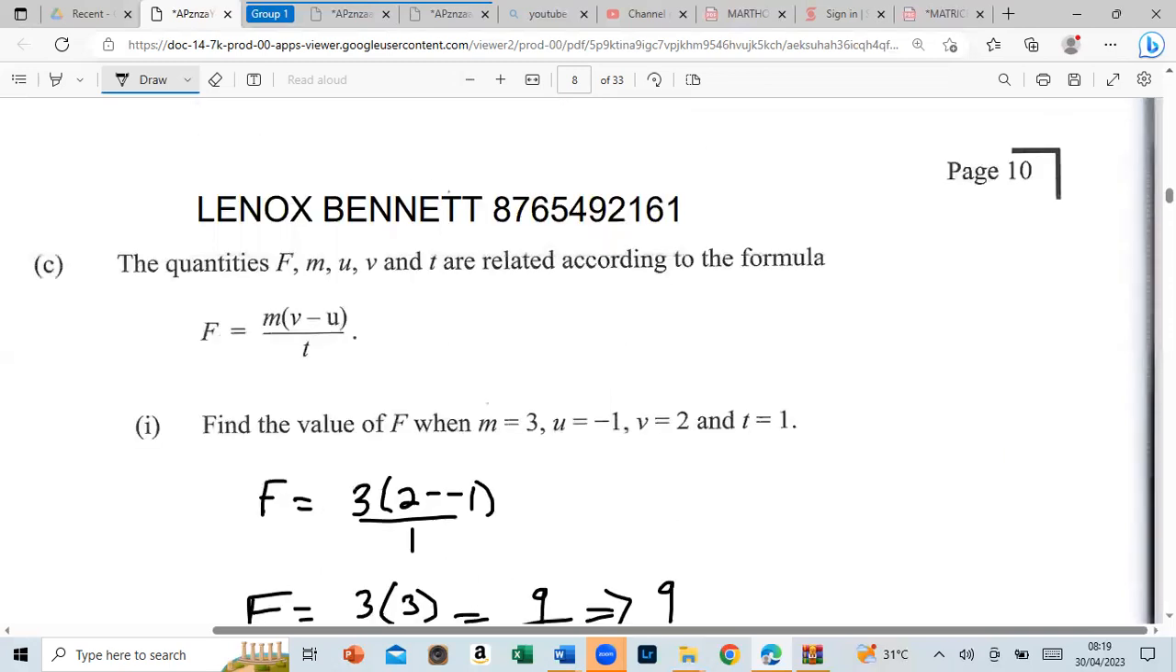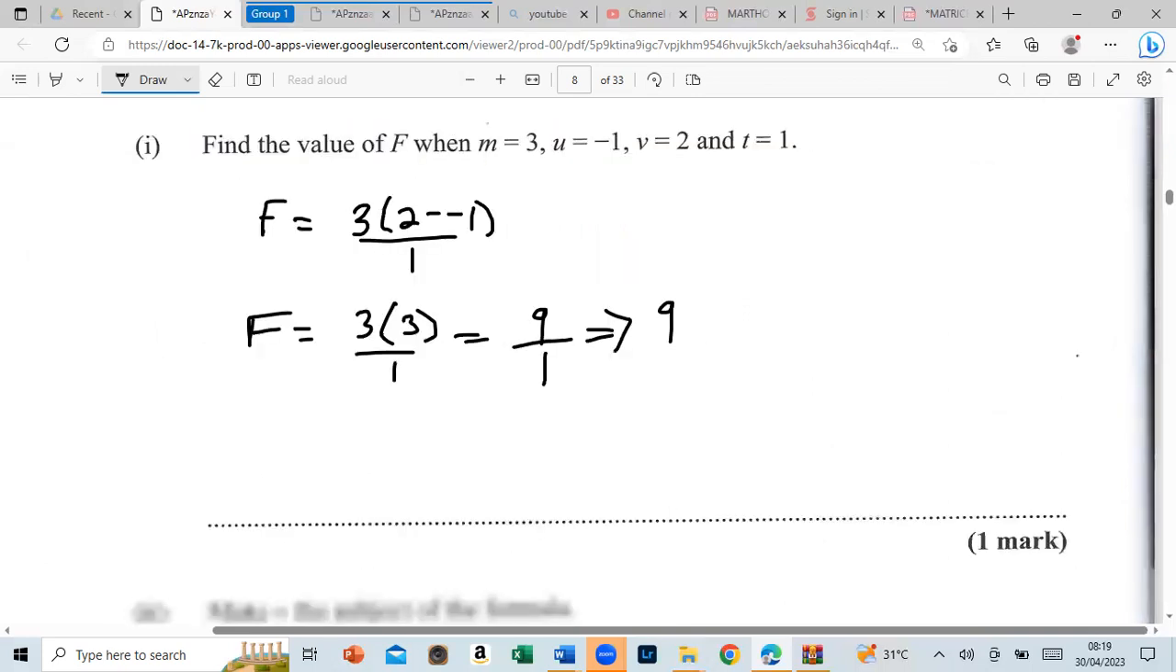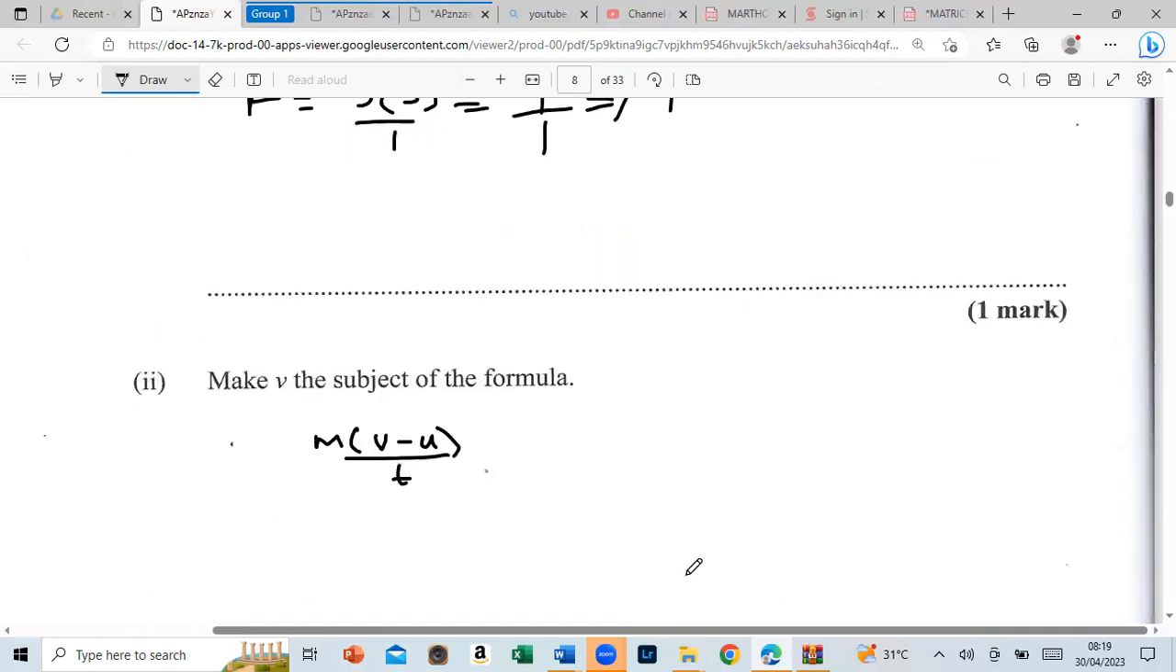And we want to make V the subject. Yeah, so V minus U. Let's go V minus U. All right, so they say make V the subject. So I want to get V. What was this? Oh, F.